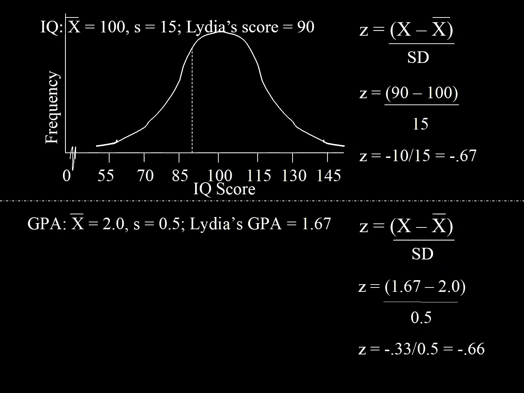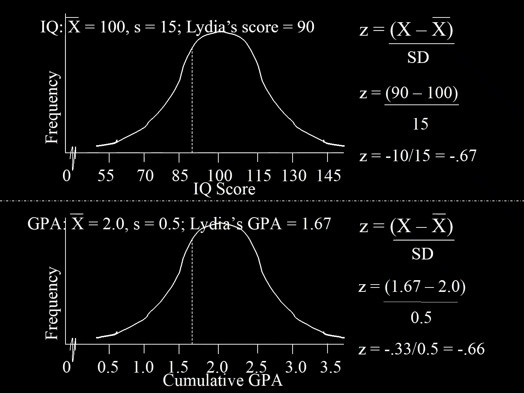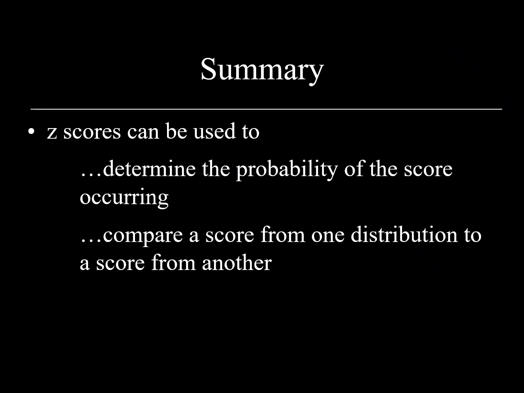So again, we can see that actually Lydia's IQ and Lydia's GPA are about where we expect them to be. They are basically at the same level. One is negative 0.67 z-scores from the mean, and the other one's negative 0.66 z-scores from the mean. And again, if we graph that out, we would see a very similar spread. So again, z-scores at their basic level can be used to determine the probability of a score occurring and compare a score from one distribution or score from another.